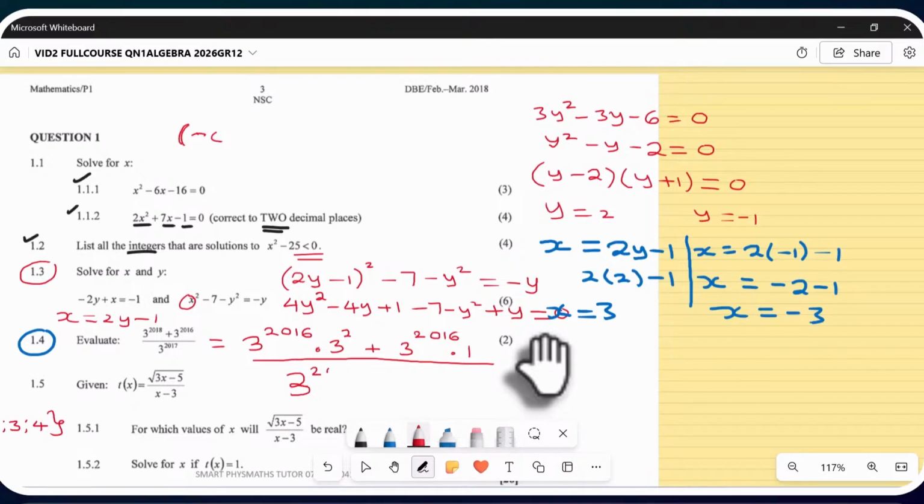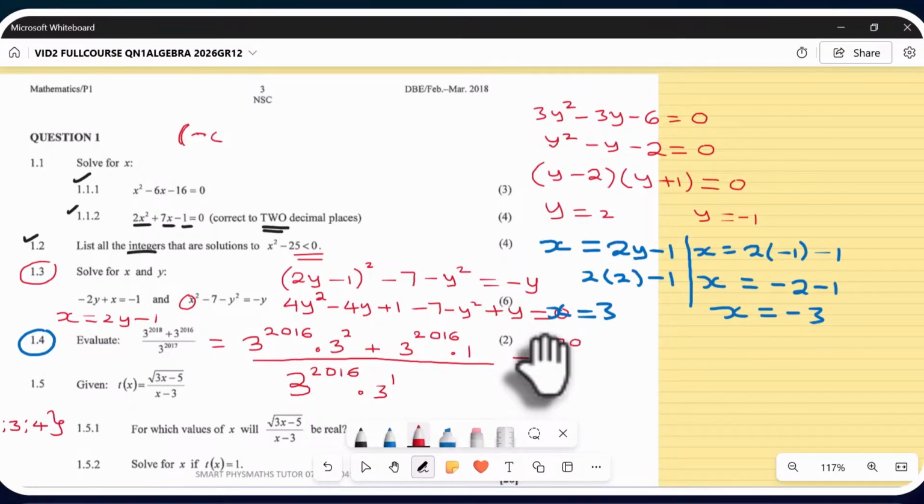Okay, next question. There's a given that t of x equals the root of 3x minus 5, divided by x minus 3. We are here now. For which values of x will this one be real?